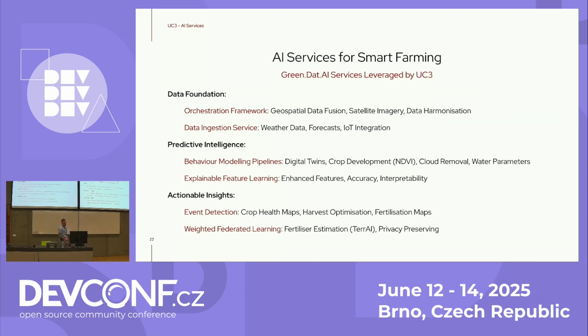Then onto the explainable feature learning. So this improves the accuracy of the crop growth predictions, improves the accuracy of spotting pests or other anomalies, and also helps create the farm maps. So then the event detection service is providing information like crop health maps. It guides harvest optimization, and it also helps generate the fertilization maps.